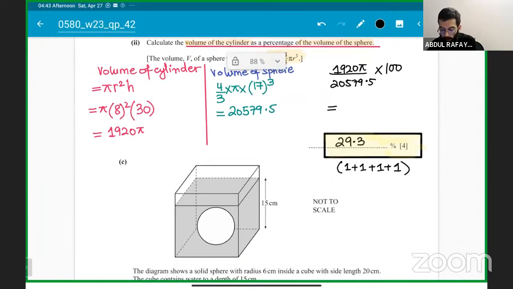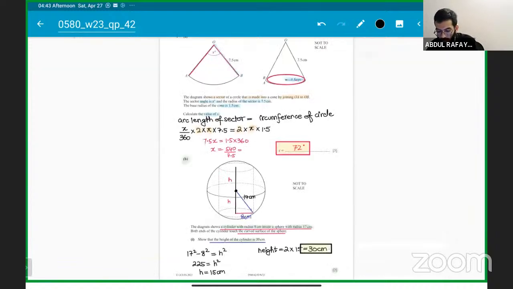That's how the 4 mark split is there, okay? 1 mark for volume of cylinder, 1 mark for volume of sphere, 1 mark for formula applying, and 1 mark for the final answer, okay?